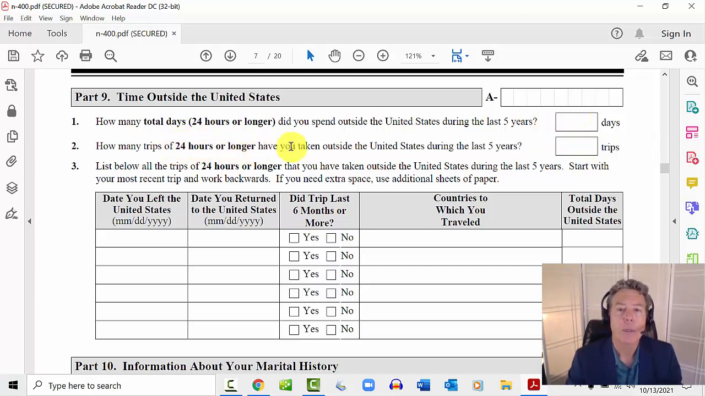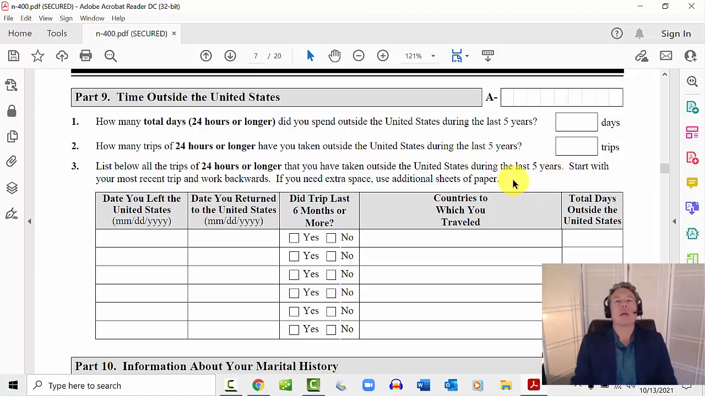How many trips during the last 5 years? List below all trips of 24 hours or longer you've taken outside the United States during the last 5 years. Start with your most recent trip and work backwards. If you need extra space, use additional sheets of paper.